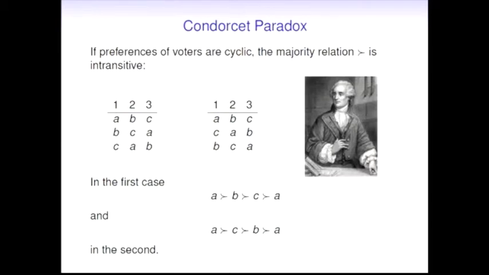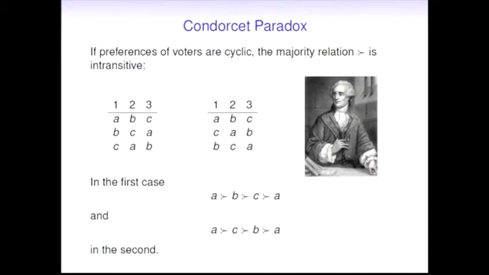For example, if you ask them to compare A and B, two of them will vote for A, first and third, so A will win. If you ask them to compare B and C, then first and second will vote for B, so B will win over C. And if you ask them to compare C and A, two of them will vote for C, and so C wins over A. So the majority relation is intransitive. You cannot decide what's better for this society.